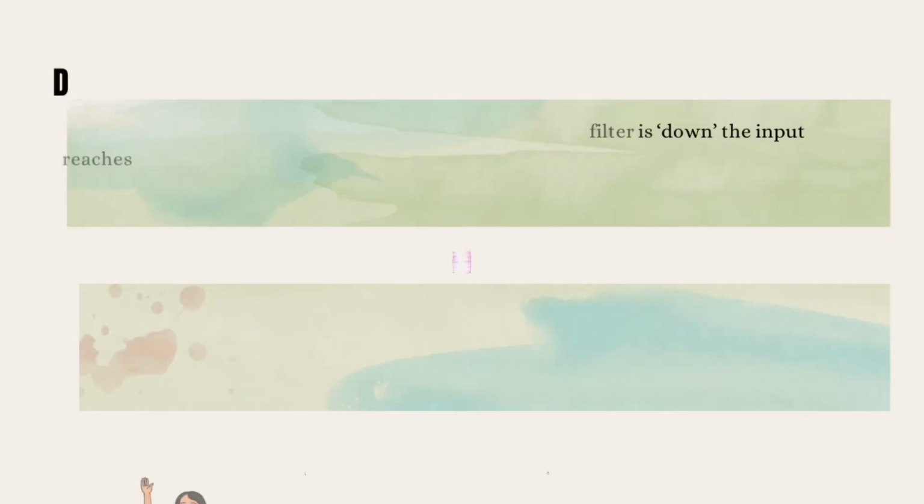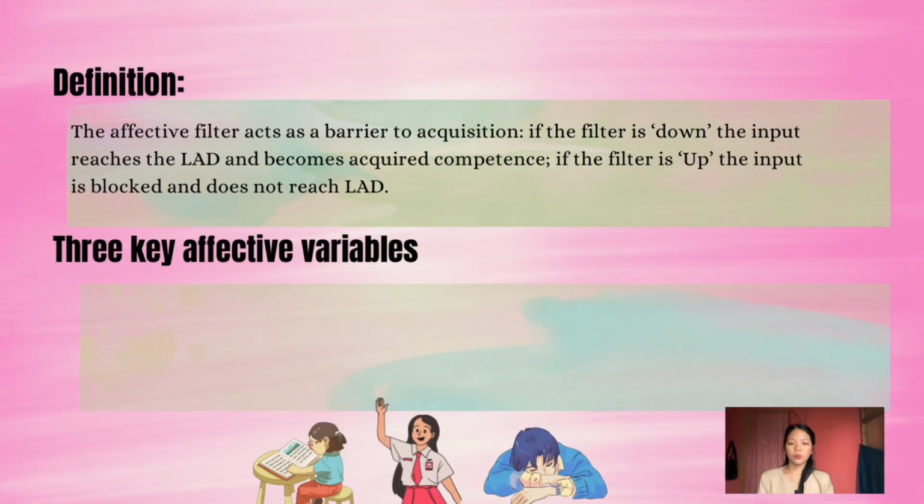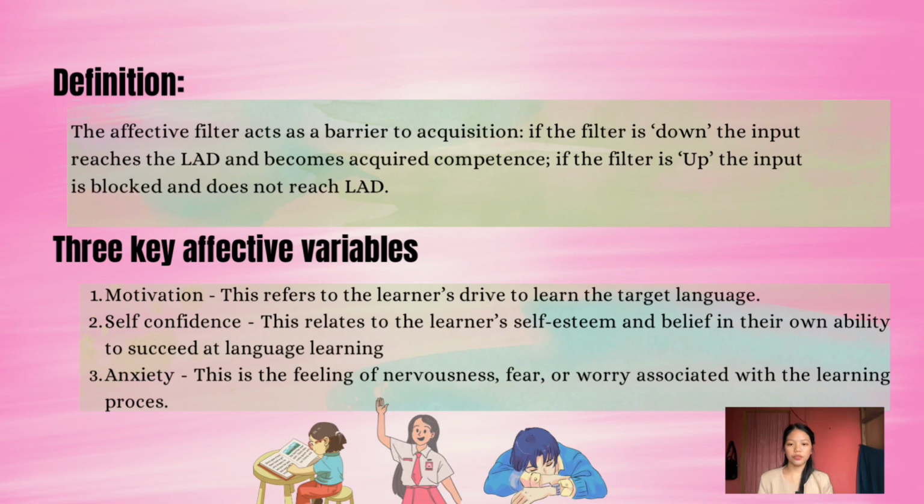If the learners have a high affective filter, that's when they start to block their learning process, which is called a mental block or emotional barrier that prevents learners from fully utilizing comprehensible input. So, here we have 3 key affective variables.